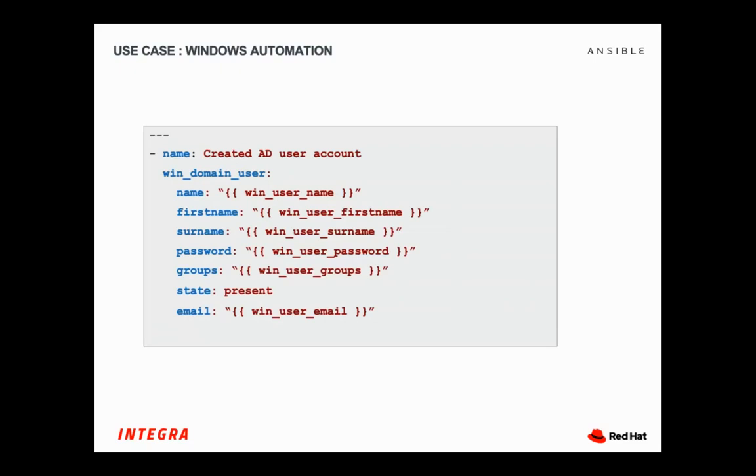Next, this is the module that we are currently using for creating an AD user: win_domain_user. In this, you can have different parameters like name, first name, surname, password, or the group you want to add this particular user to, and state, where you want to create it as present. You can check whether it is available or not, or you can add your email address as well.